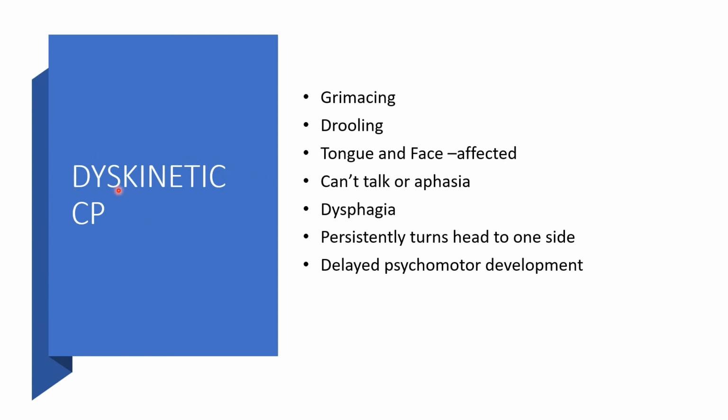In dyskinetic cerebral palsy, there may be grimacing, drooling, tongue and face will be affected. Of course, we've seen drooling and grimacing, right? They can't talk, or they will have aphasia. They will have swallowing difficulty. And there's something that will give you a clue here. They will be persistently turning heads to one side. They will have delayed psychomotor development.